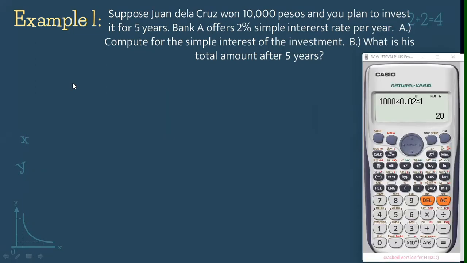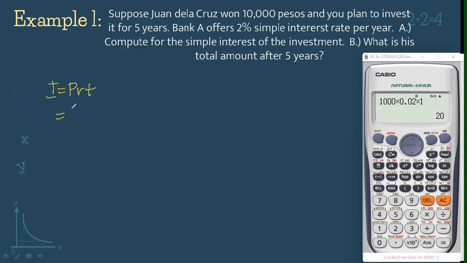That is how we illustrate kung paano po nag-grow ang money natin using simple interest. But this time, pwede na natin gamitin yung formula natin na direct. So we have here our solution using our formula. I is equal to PRT.